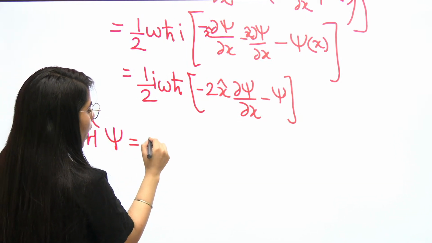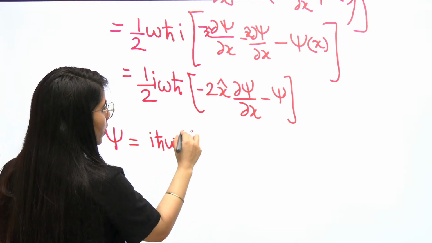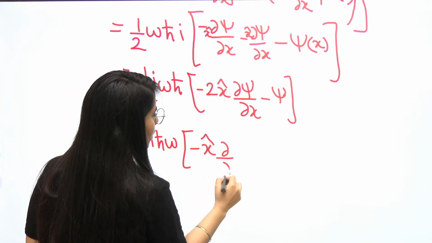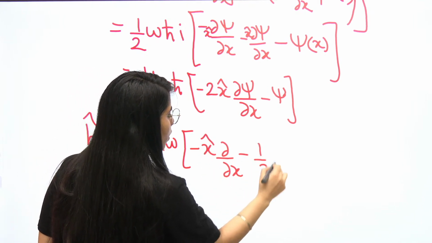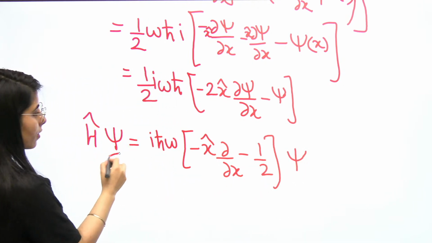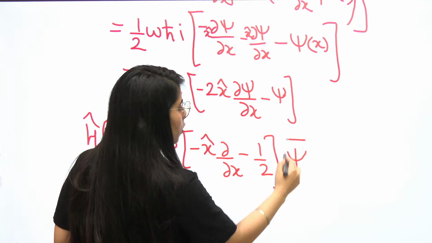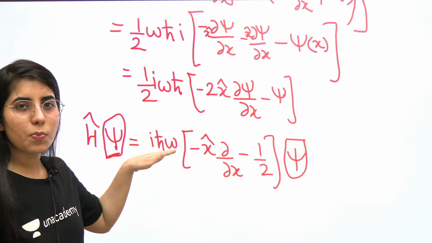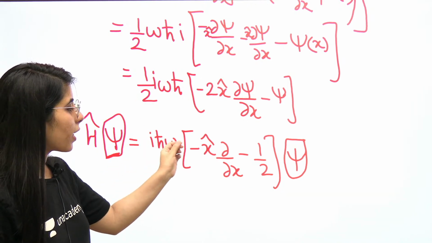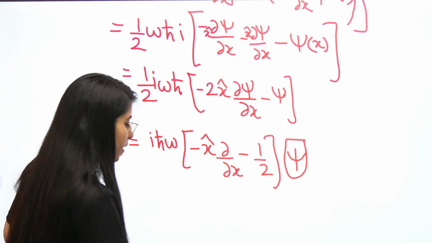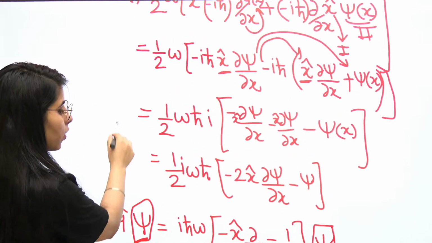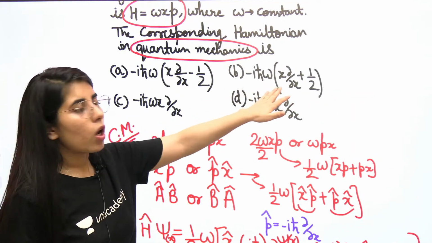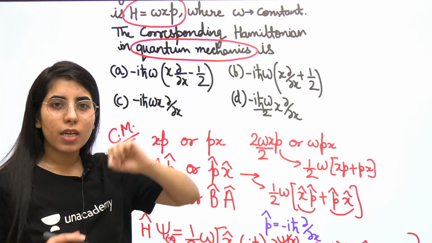And it gives you iota h cut omega, with half within the bracket, so I get x delta upon delta x minus half, and sine. So what I have got as the H operator is this. We have to check whether any option shows the same expression. So minus iota h cut omega x delta upon delta x plus half, because I take the minus sign common. Looking at the options, you will find option B is exactly the same as the answer we have got.